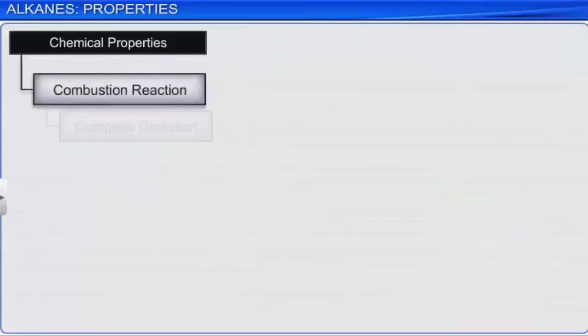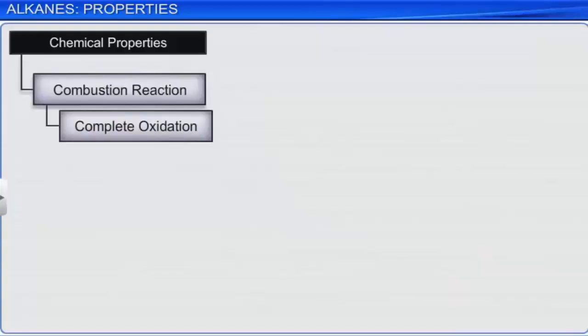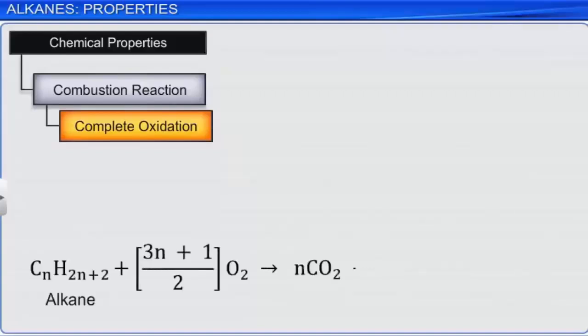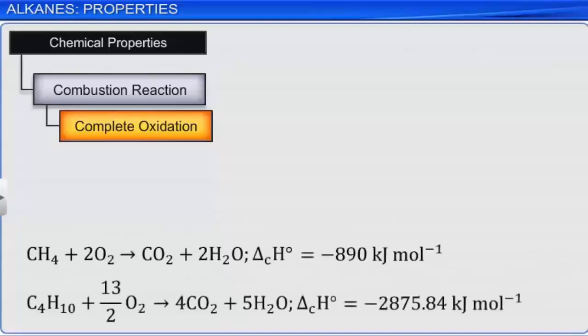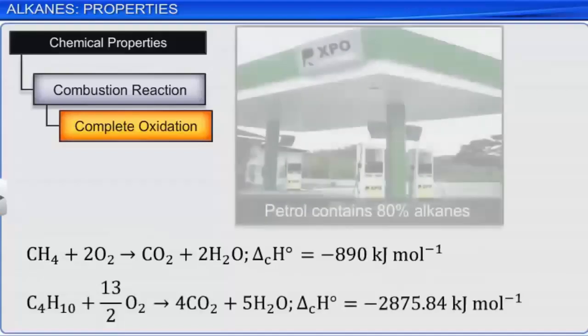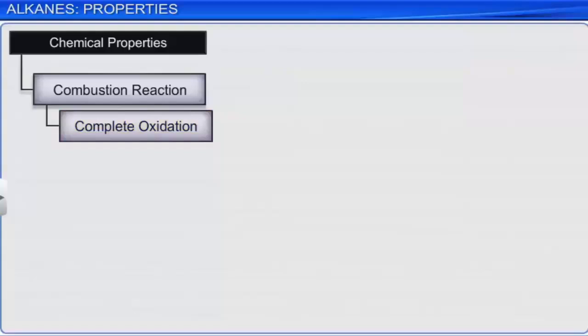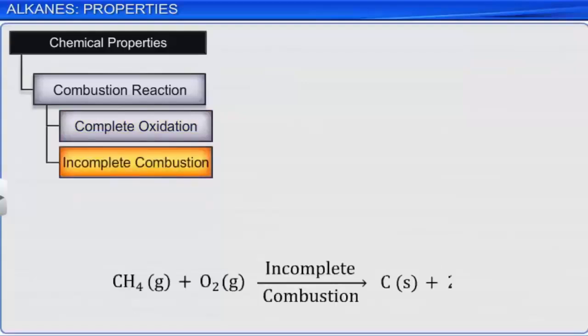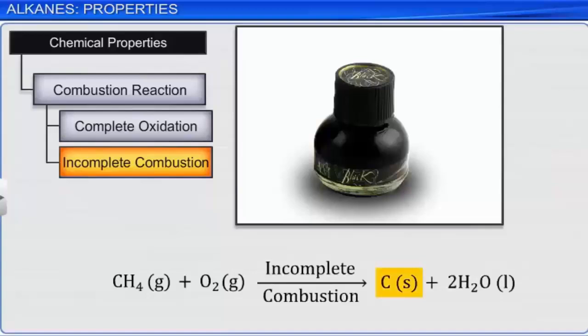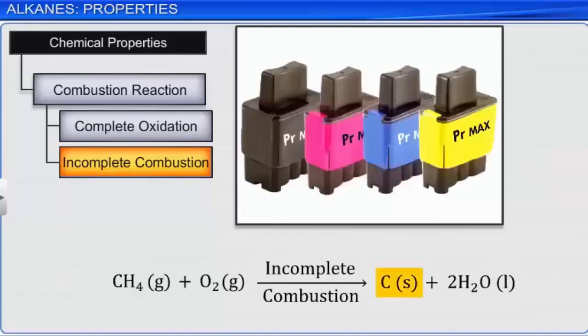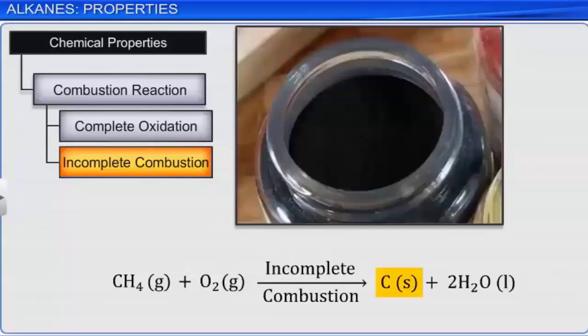Now let's understand the combustion reaction of alkanes. On heating, alkanes get completely oxidized to carbon dioxide and water along with heat, in the presence of air or dioxygen. This is why alkanes are used as fuels. When alkanes undergo incomplete combustion, they form carbon black. It is used in the manufacturing of ink, printer ink, black pigments, and as filters.